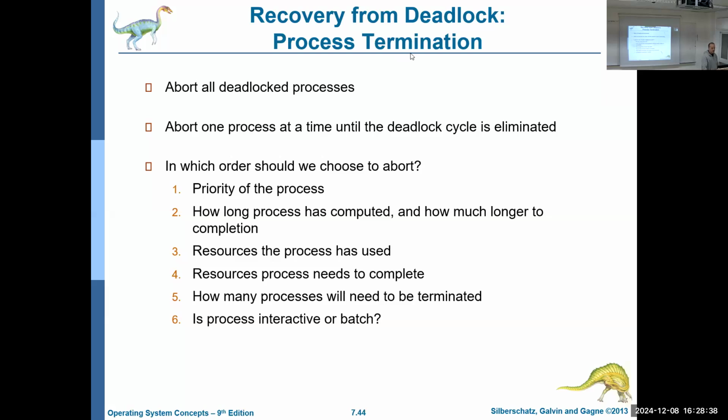Recovery, and also the problem of recovery from deadlock: process termination. In other words, we have the deadlocked processes, so now we're going to kill some process, and we have to recover from that. One thing is you could just kill everybody, and then you'd have to restart them all, but that could cause it all again. Abort one process at a time.